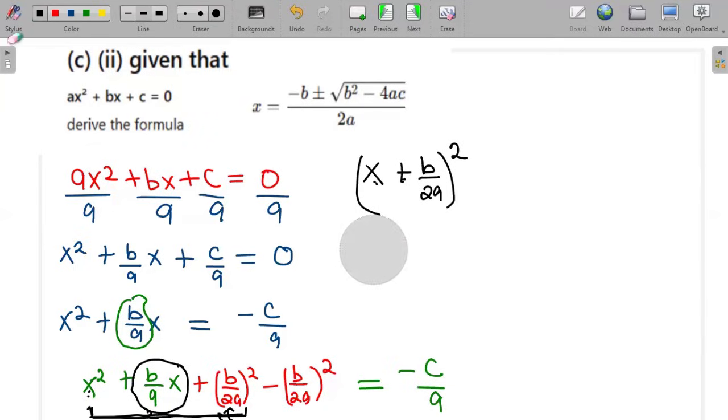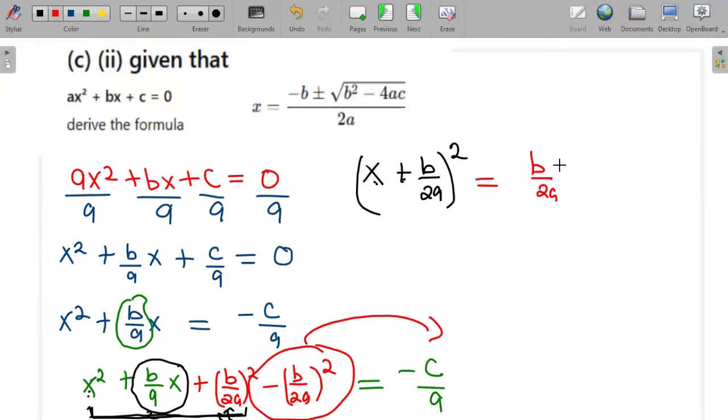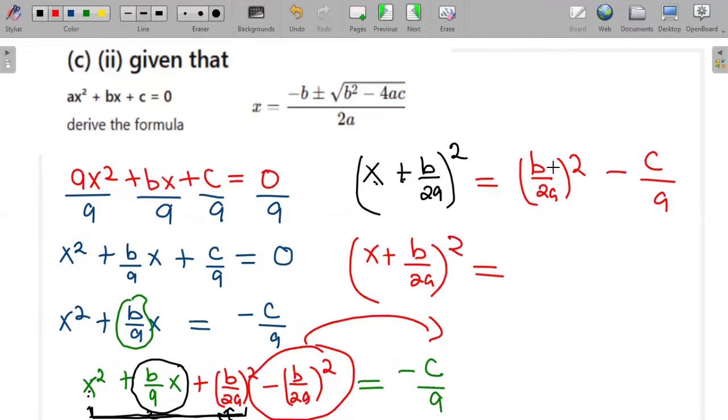So the first three terms I've summarized to this, and then now I have this term here. I'm going to take it to the other side. So this will now be plus, because the negative has gone to the right-hand side. So that will be plus b over 2a squared minus c over a. So that's what we have. x plus b over 2a, squared, is equal to this here.